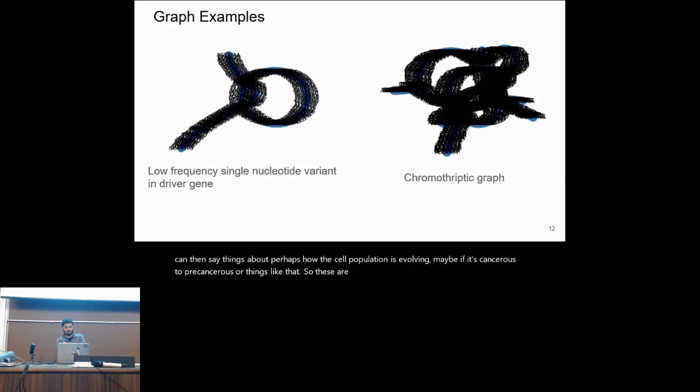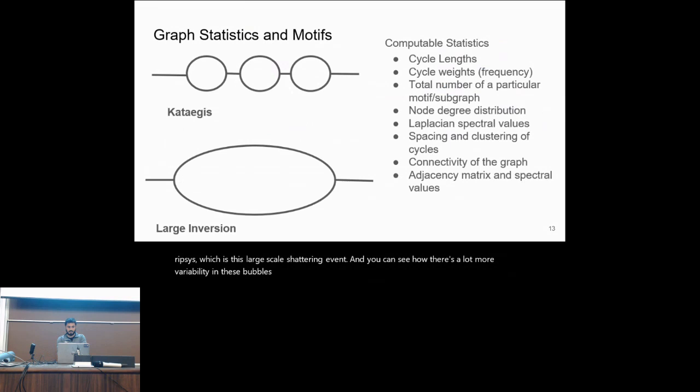So these are just some examples of how the graphs look. These are obviously miniaturized because you can't see it on the whole genome, but the graph on the left would just be a very low frequency somatic single nucleotide variant. So there's this big bubble and this little bubble here, which are two single nucleotide variants which occurred at low frequency. And then the graph on the right is chromothripsis, which is this large-scale shattering event. And you can see how there's a lot more variability in these bubbles or things like that.